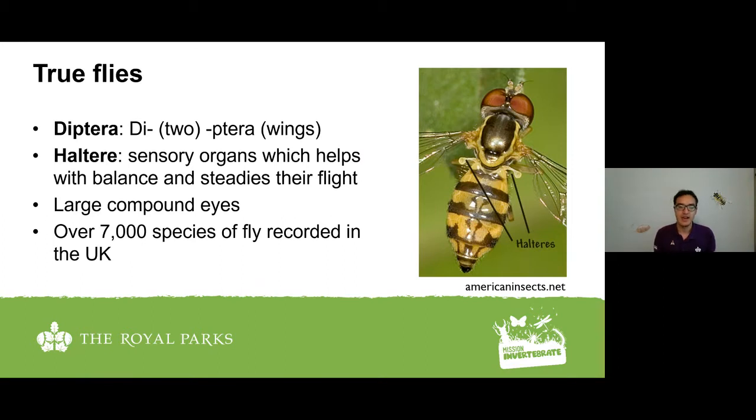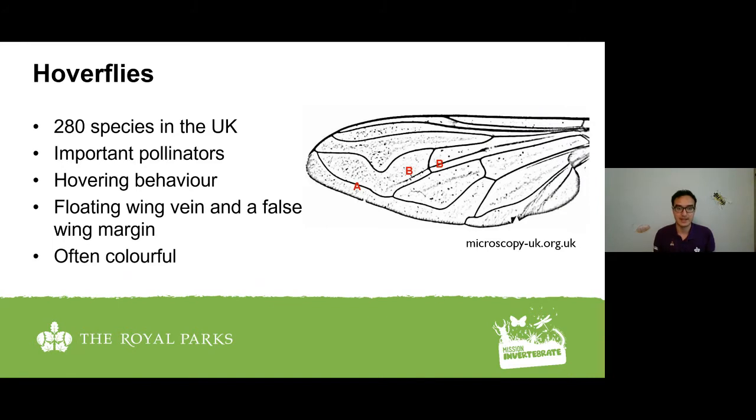So we've got over 7,000 species of fly recorded in the UK, and about 280 of those species are hoverflies. So hoverflies, they're a nice gateway into the world of flies because they are important pollinators. So they're often living around flowers and they're very colourful as well.